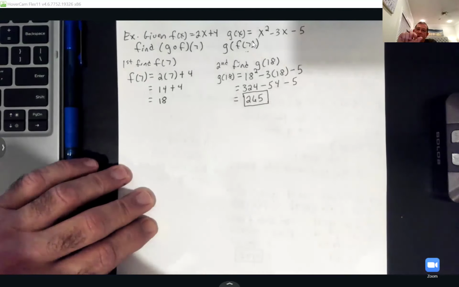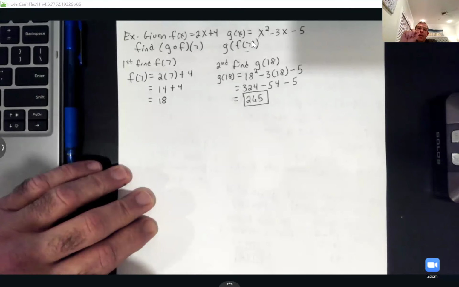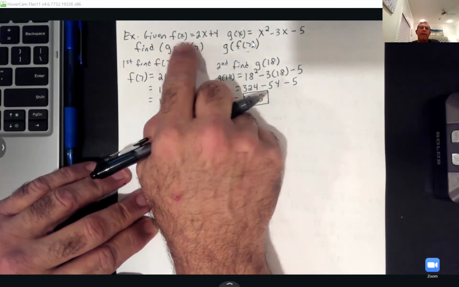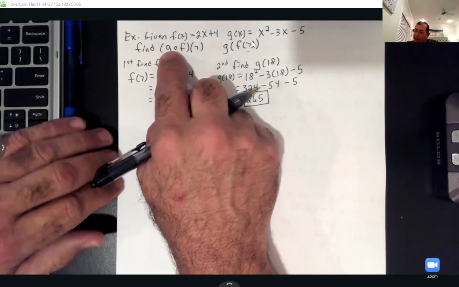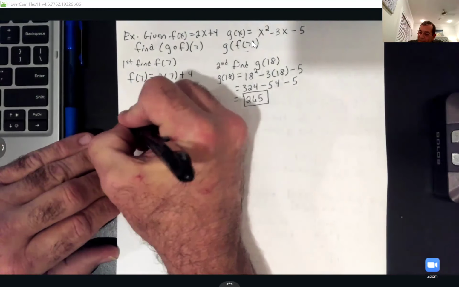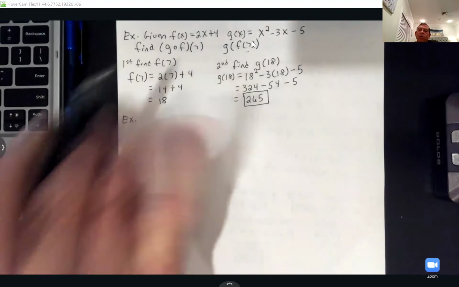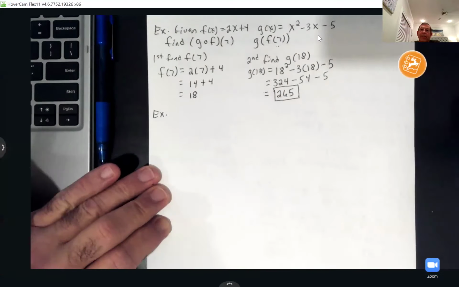So notice we did an F of G, where I put the number into the G, then the F, and we did a G of F, where I put the number into the F, and then we found our G. Question on that? All right, so this will be the last one with a number, and then we'll sort of look at new things for the last 3, okay?